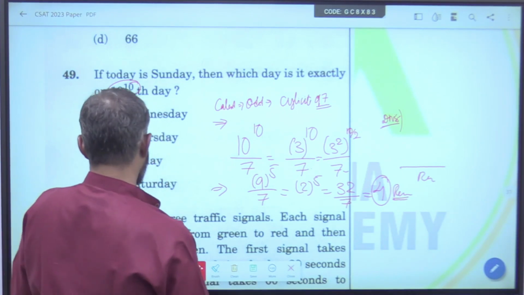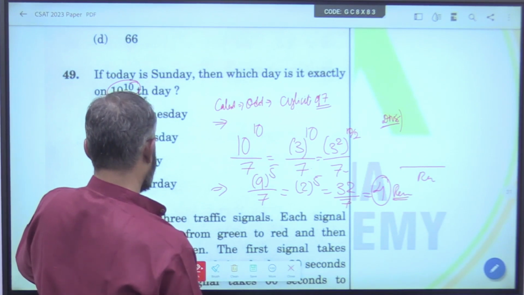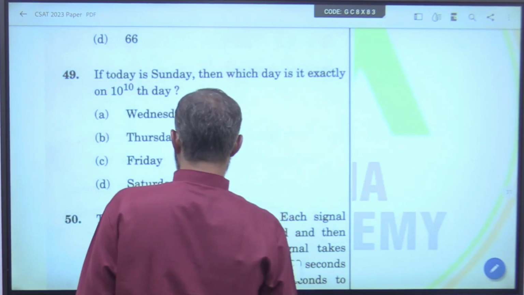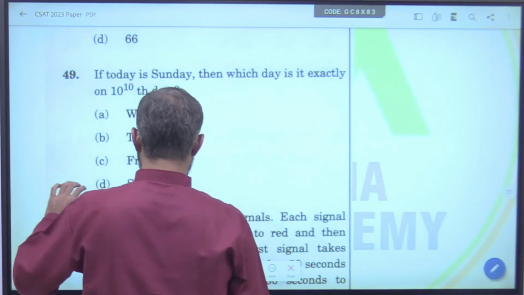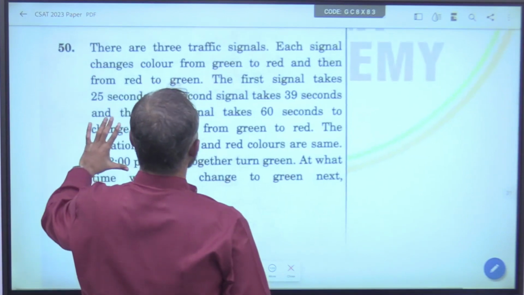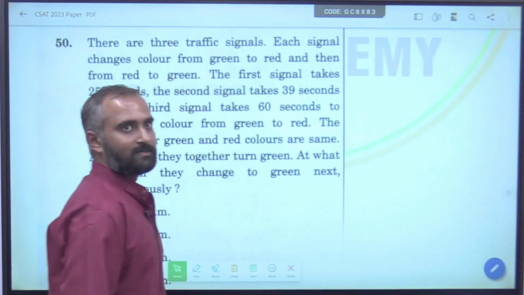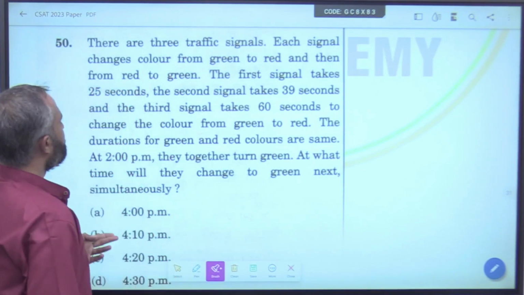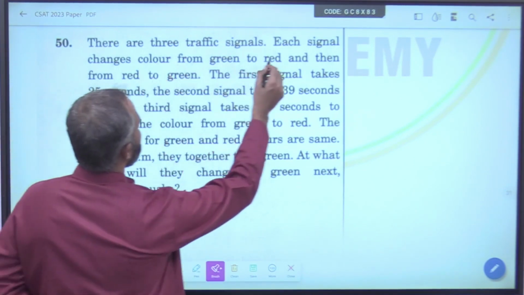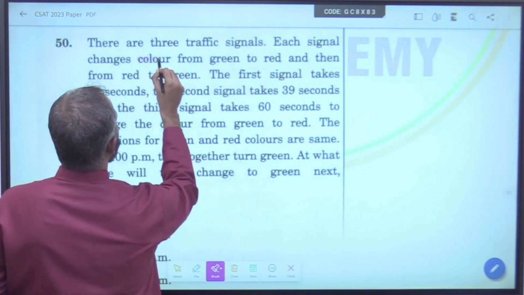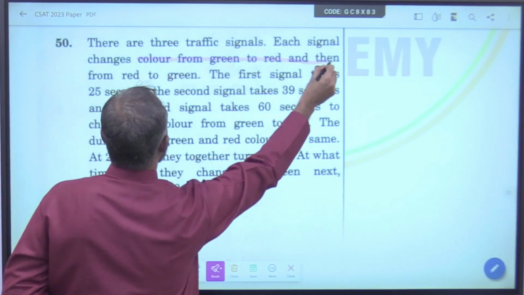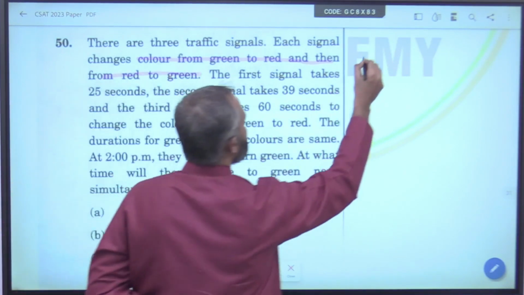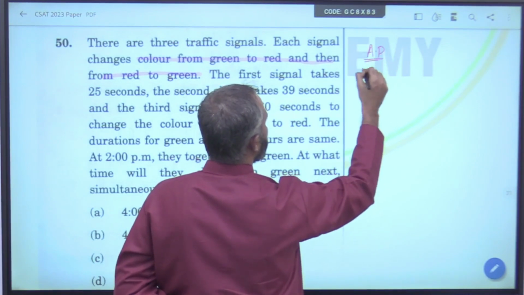50. This is an interesting question. Now see the attack points here. There are 3 traffic signals. Each signal changes color from green to red and then from red to green. Okay, so it has a cycle of 2. I am writing here attack points. It has a cycle of 2.